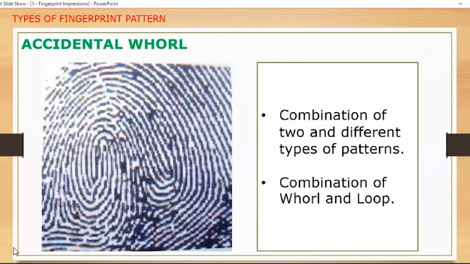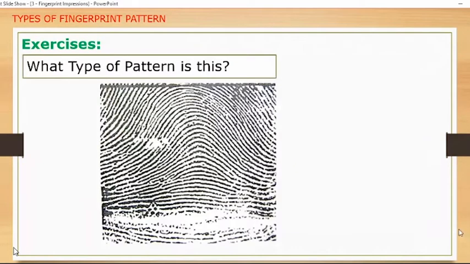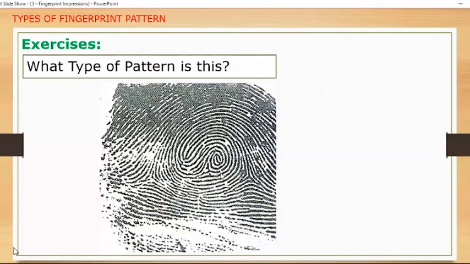So, another is a combination of two and different types of pattern. A wall type and a loop type. So, that's why that is an accidental wall. Anong type of pattern ito? The ridges enter from one side of the impression and terminate to the other side with a slight rise somewhere at the center. So, this is plain arch. Okay? So, this is a combination of two and different types of pattern, the loop type and the wall type. So, this is accidental wall.